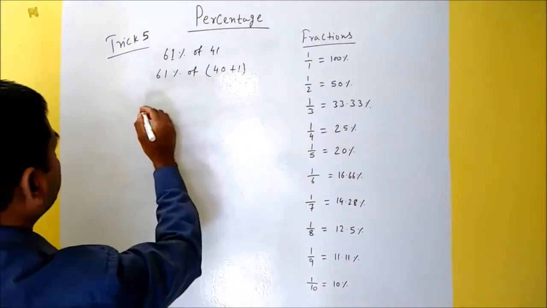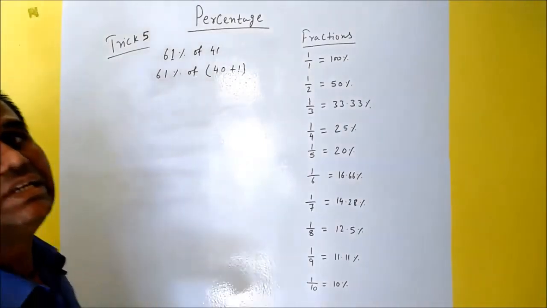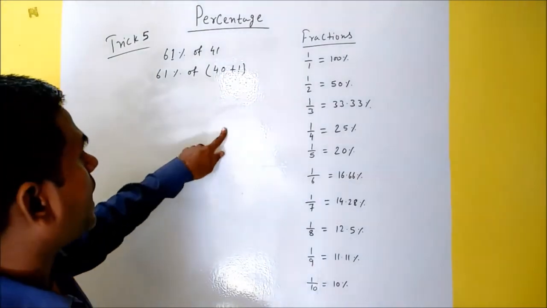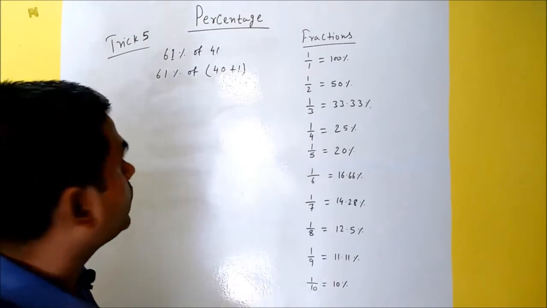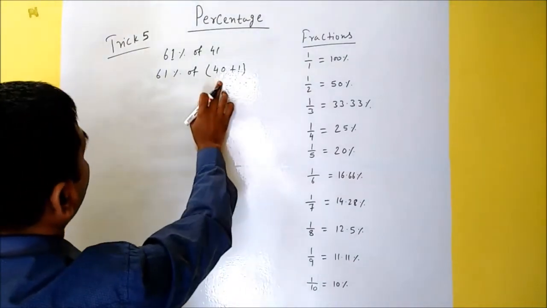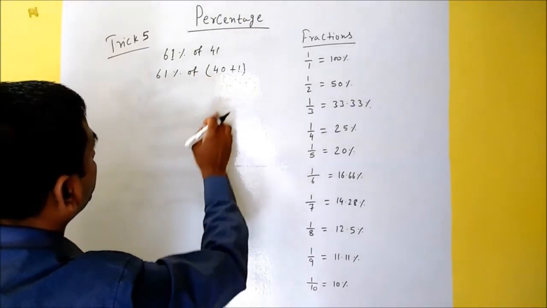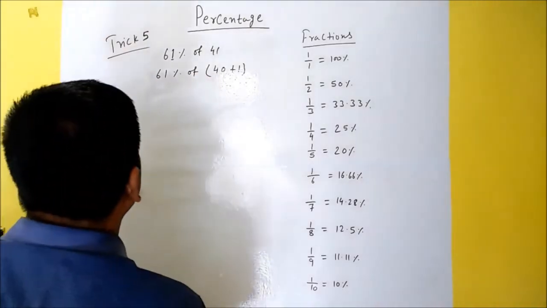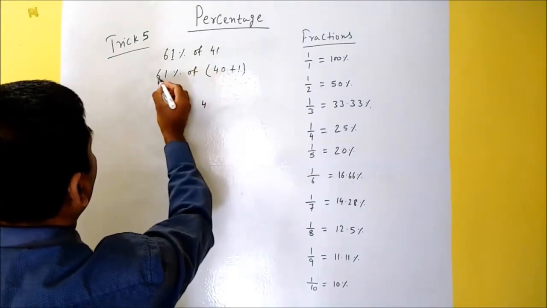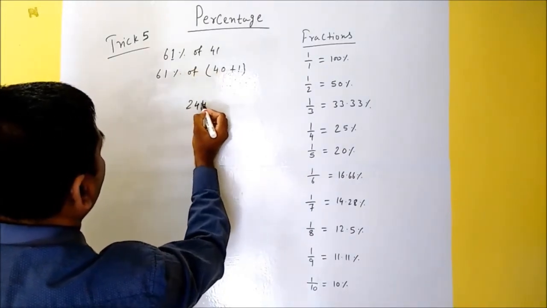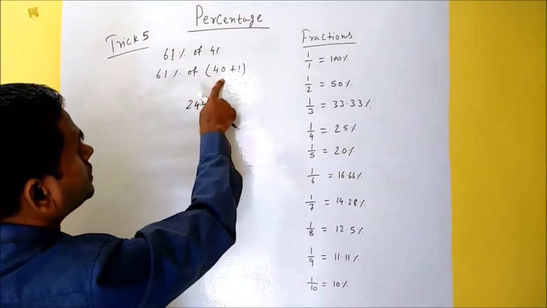The first time we are solving, it takes a little time. When you practice this, you can do it in very little time. So 61% of 40. We know we can multiply 61 and 4 and put a decimal after one digit. When we multiply 61 and 4, we get 4, and then 6 4s are 24. So we can put a decimal over here. 24.4 is the 61% of 40.